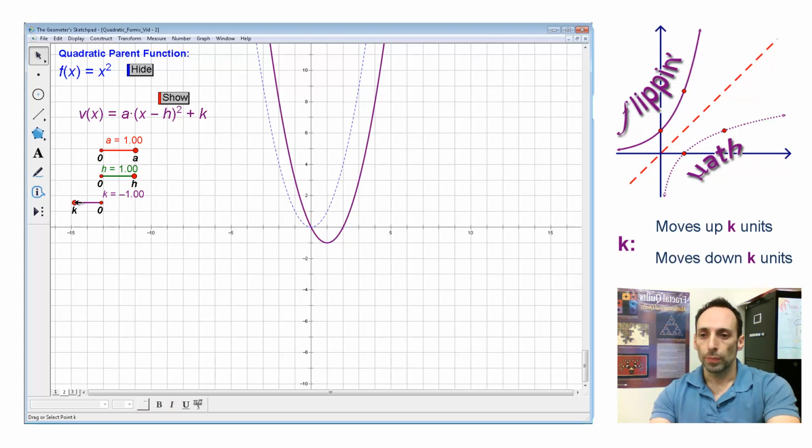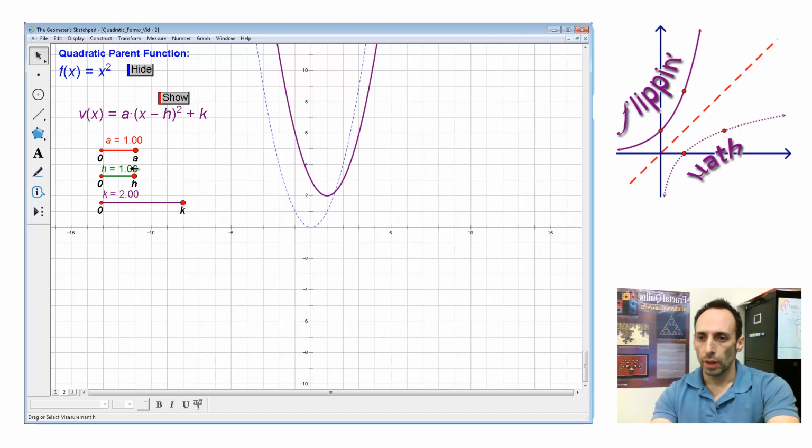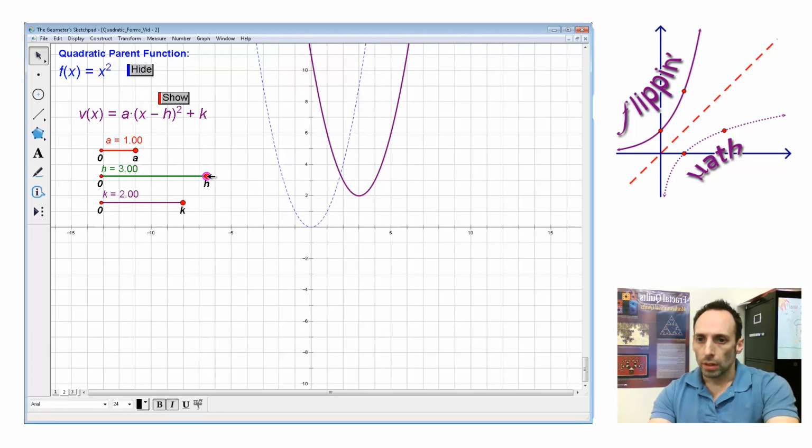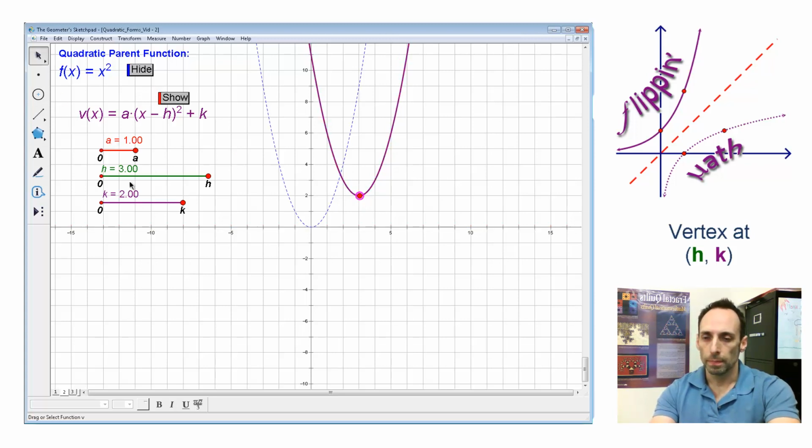Now, more than that, the reason why it's called the vertex form is because look at this h and the k. Let me put it on something interesting like this, 3 and 2 for my h and my k. Look at this parabola, where it's at. 3, 2 is exactly at that vertex point. Let me put a big fat point there so you can see it. So this is why it's called the vertex form, because the h and the k give you the coordinates of the vertex of your quadratic function.